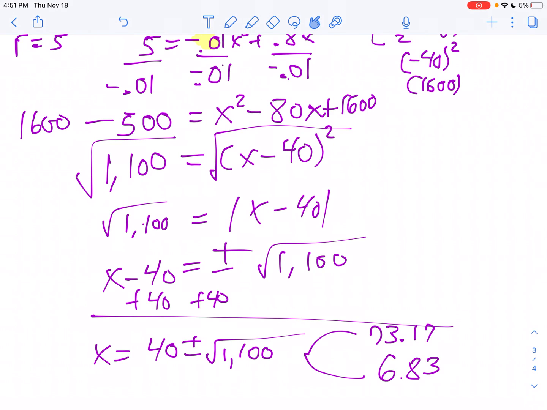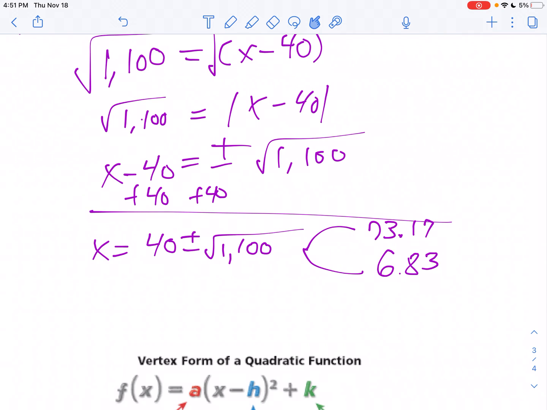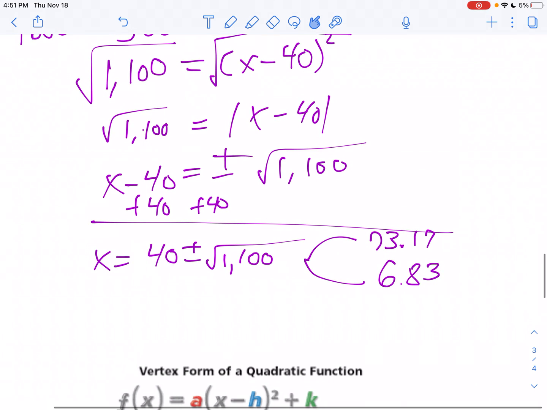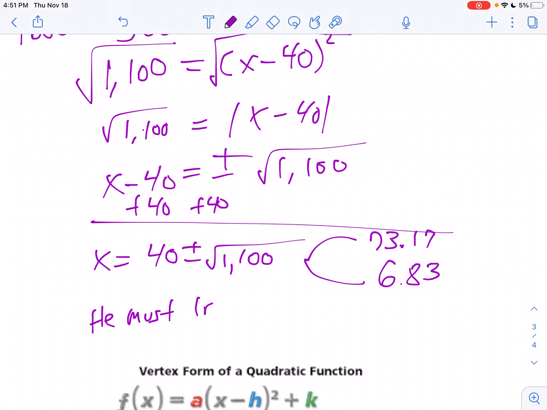So what happens is Joaquin could travel between 6.8 feet or 73.17 feet. Well, that's pretty much 7 feet, right? So he must travel within 7 feet of either shore.